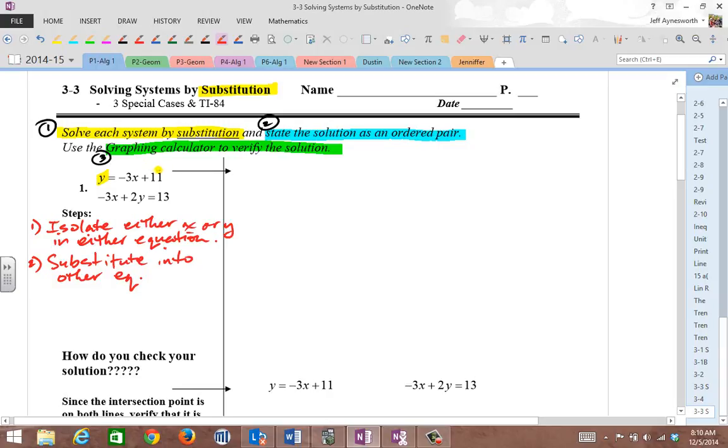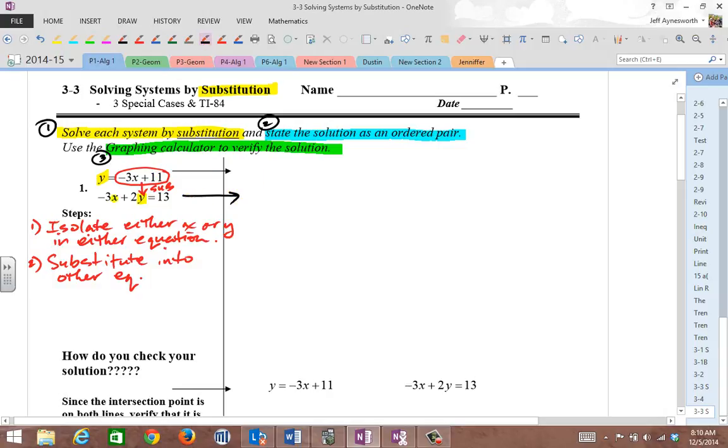So what we're going to do is take what y is equal to, which is negative 3x plus 11. Let's circle that. And we're going to substitute it in for y because it's equal to y. When any two quantities are equal, you can replace one with the other, or what we say, substitute. This is where we want to do our substitution. We want to take the y variable out and replace it with negative 3x plus 11. So let's see what happens when we do that.